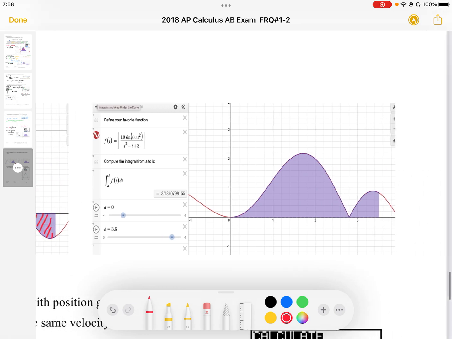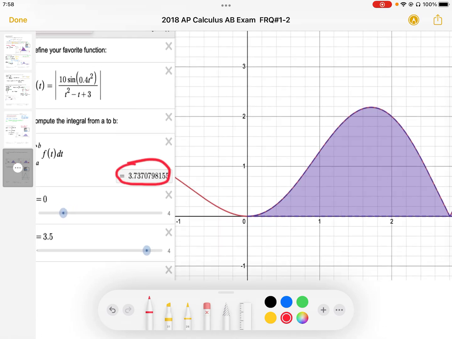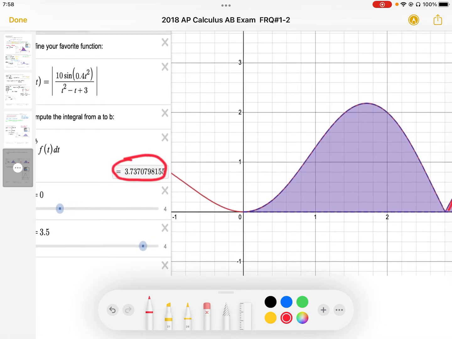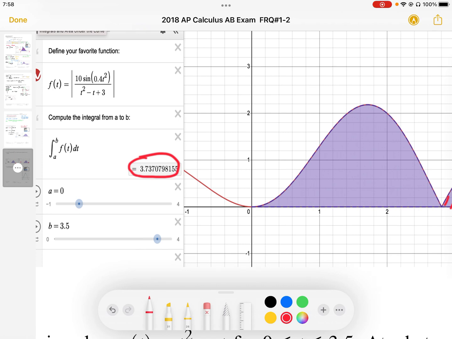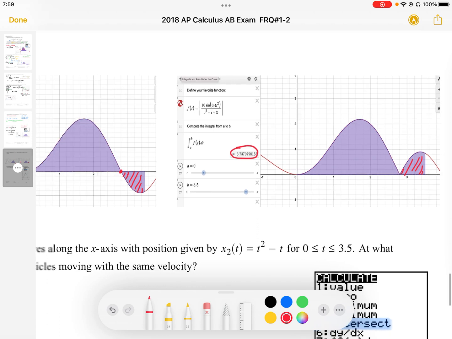Or we can just graph it as an absolute value, and when we graph this as an absolute value, we end up with that negative part above, and we can see that portion here that was counting against the positive area is going to count with the positive area. And that distance traveled is going to be 3.7370, or rounded 71, and that represents the total distance that was traveled. We can see that the difference in those two graphs kind of indicates the difference in the concepts as well.